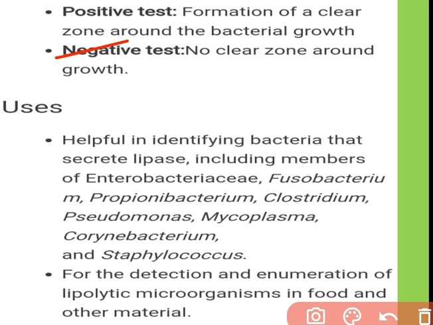This test is helpful in the identification of bacteria that secrete lipase, including members of the family Enterobacteriaceae. Fusobacterium, Propionibacterium, Clostridium, Pseudomonas, Mycoplasma, Corynebacterium, and Staphylococcus are lipase positive organisms. This test is also useful for detection and enumeration of lipolytic organisms in food and other materials, which are responsible for food spoilage.